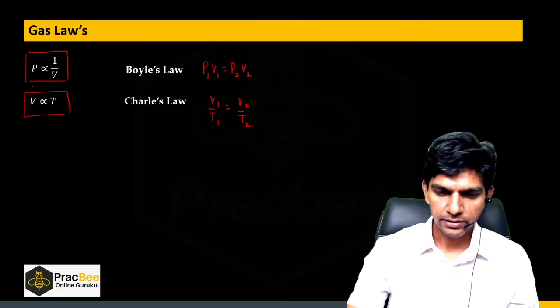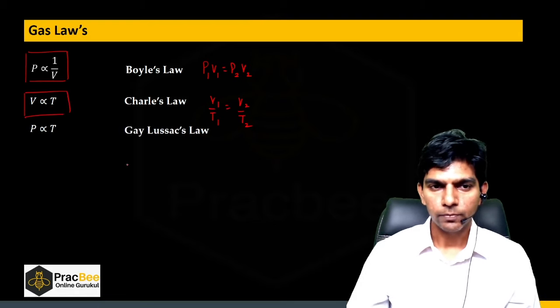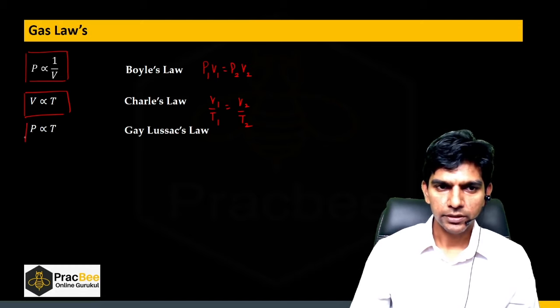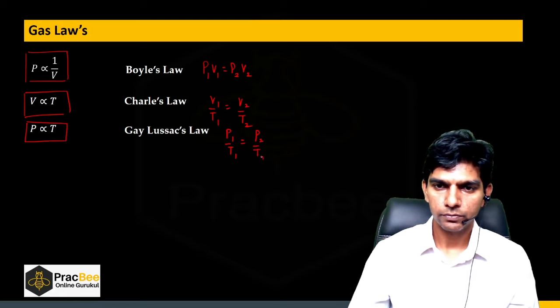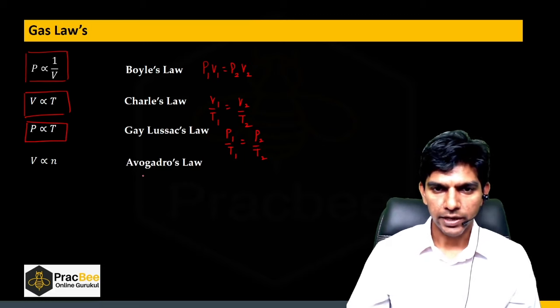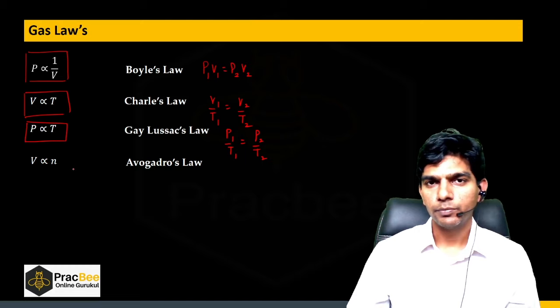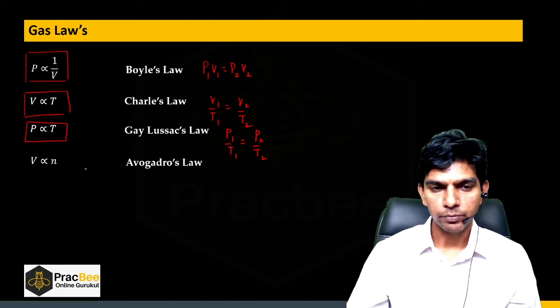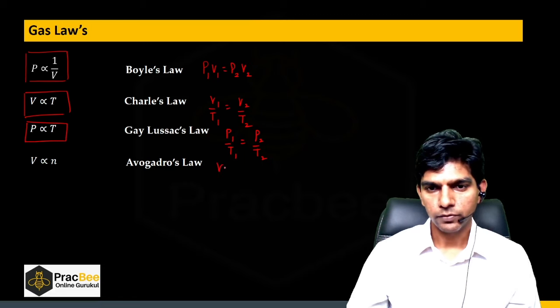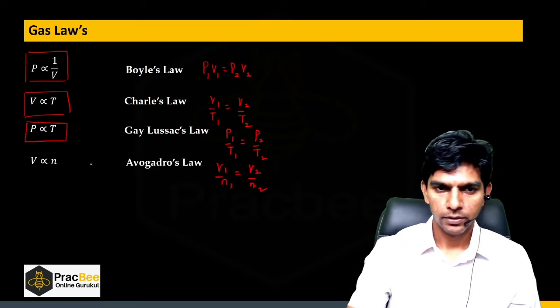Right. So let us see the next law, that is Gay-Lussac's law. For a constant volume, pressure is directly proportional to the temperature. So P1 by T1 equals P2 by T2. Next is Avogadro's law. According to this law, the volume is directly proportional to the number of moles for a given pressure and temperature. So V1 by N1 equals V2 by N2.